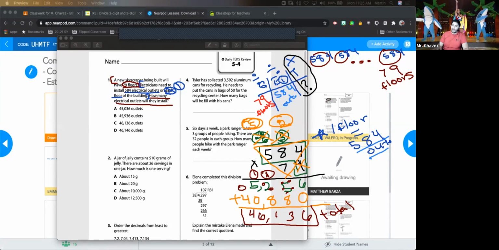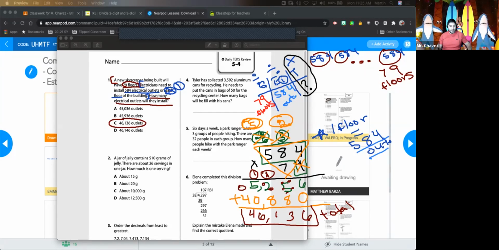So be sure we circle it in Nearpod. Now you can go ahead and circle this on Nearpod, letter C.